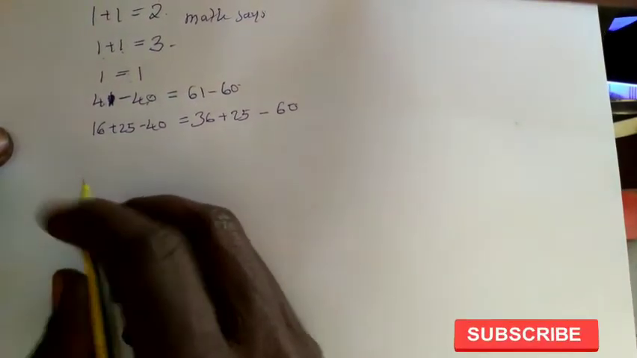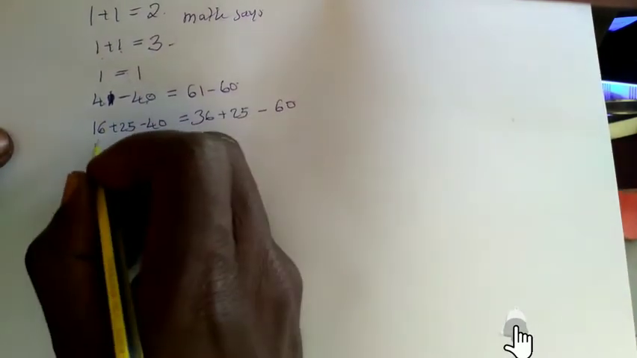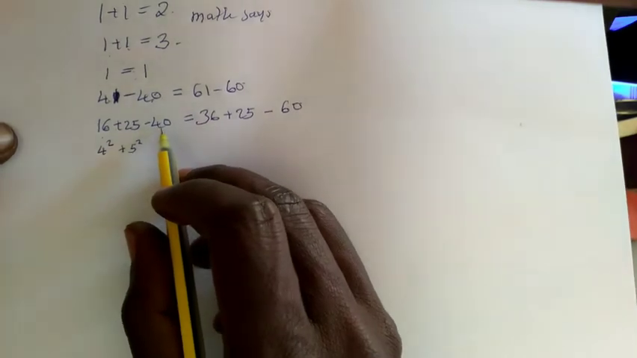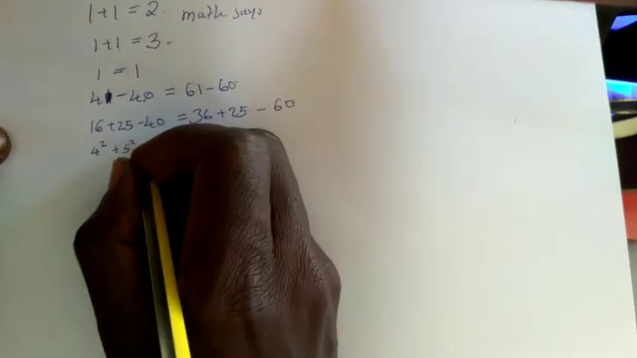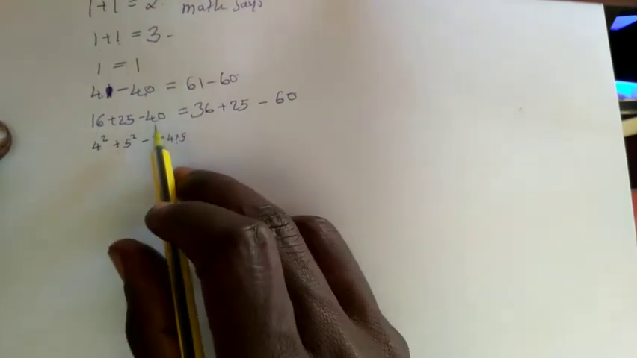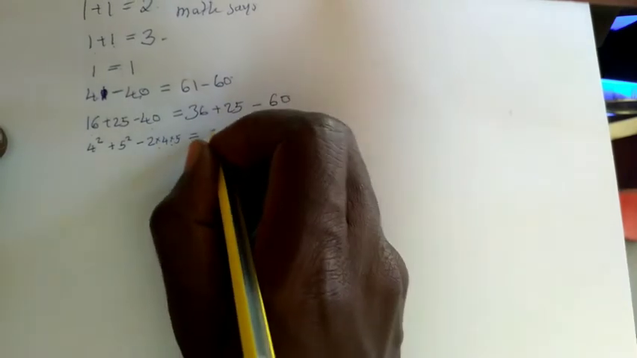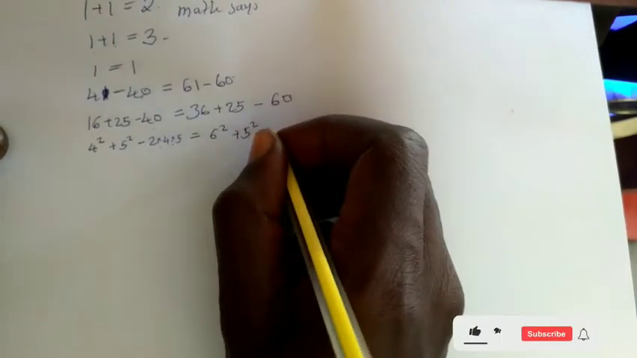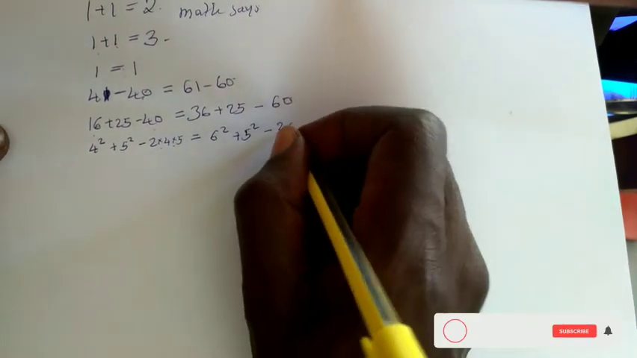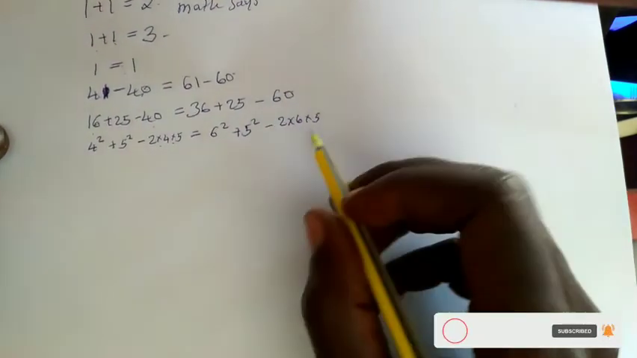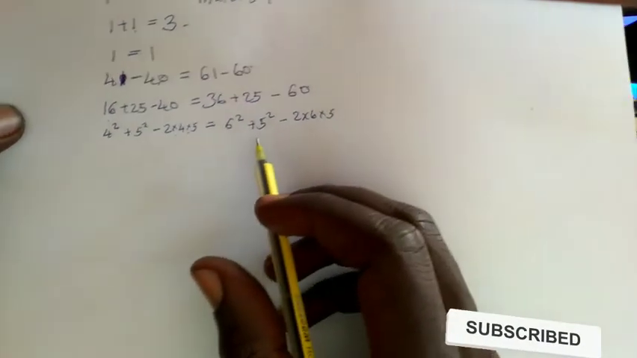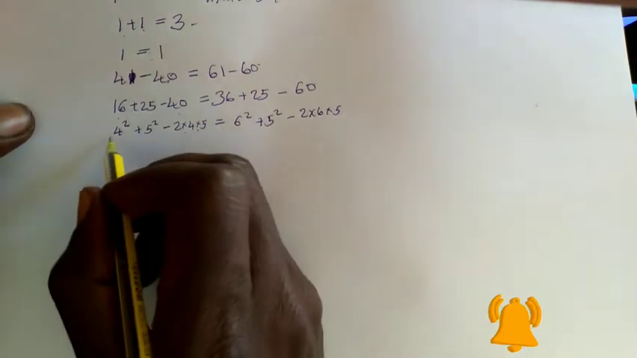After here you expand the 16, and you get 40 squared plus 5 squared. You can expand this 40 by taking 2 times 4 times 5, minus 2 times 4 times 5. After making the multiplication here, you get 40. And here it is 6 squared plus 5 squared. Here you can expand and get 2 times 6 times 5, and after multiplication, you get 60.